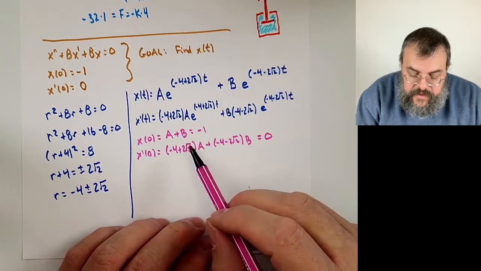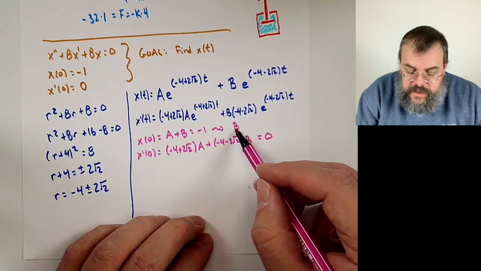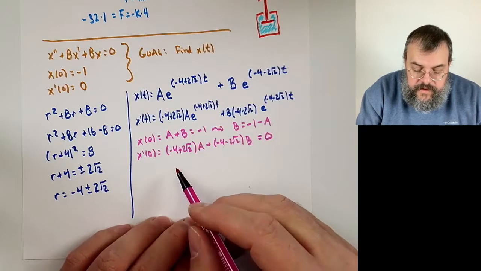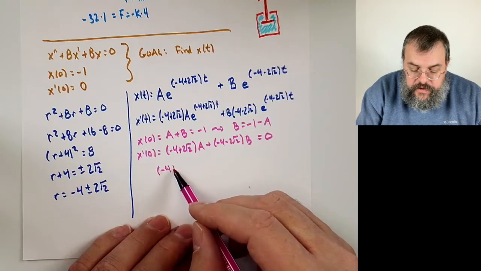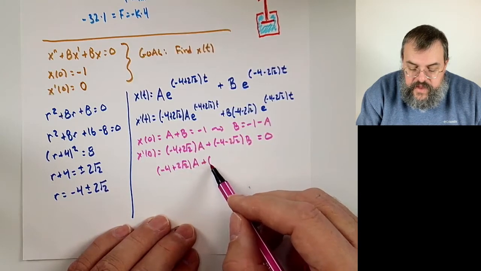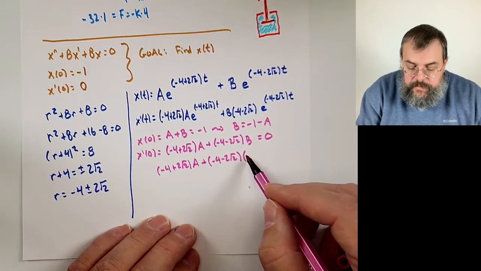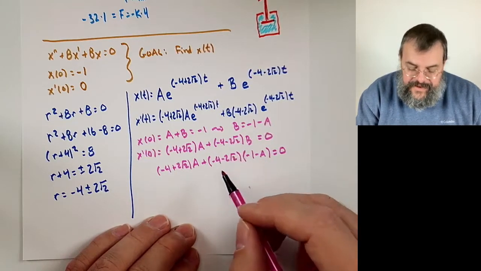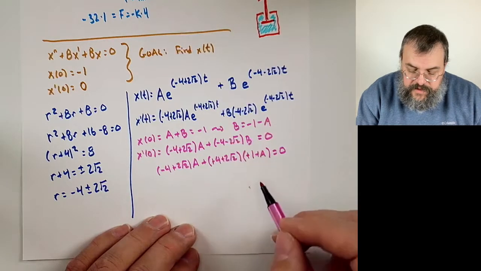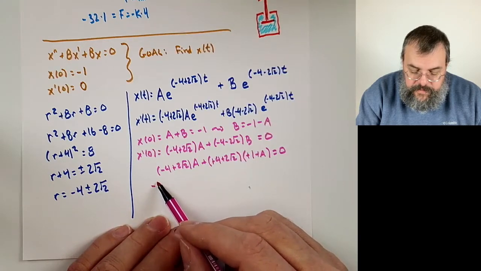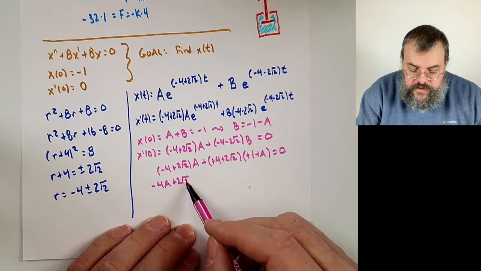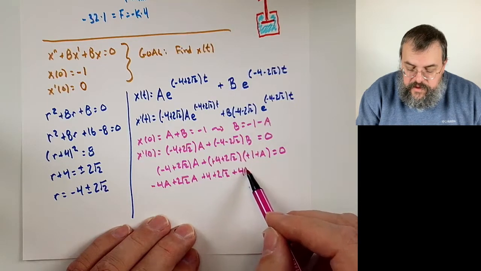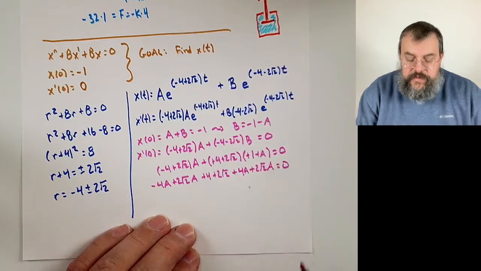One example is I can say, okay, look, this says that b is minus 1 minus a, because I can just solve for b. And so we can say, okay, minus 4 plus 2 root 2 times a plus minus 4 minus 2 root 2 times minus 1 minus a equals 0. Now, there's so many negatives in here that you can say, okay, pull out a negative, everything's positive. And so what do we have? We have minus 4a plus 2 root 2 times a. And then here we have plus 4 plus 2 root 2 plus 4a plus 2 root 2 a. And all that equals 0.